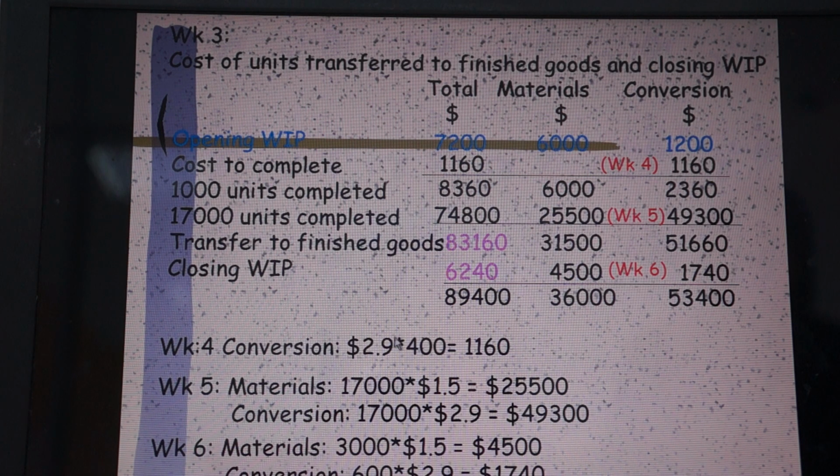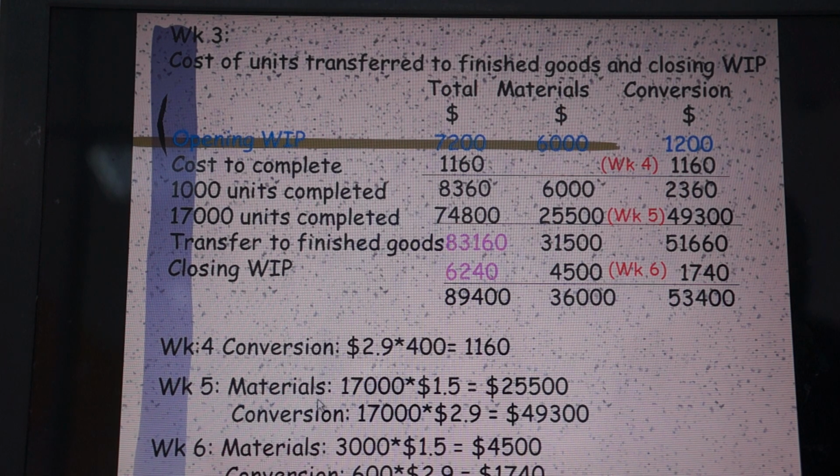Okay, we times 400 units, so we get 1,160. Okay, so there is no cost for materials. Sebab material 100% siap pada opening work in progress. So this is 1,000 unit completed cost. Okay, plus 70,000 unit completed. Okay, this is the cost that we get from the 70,000 unit completed.